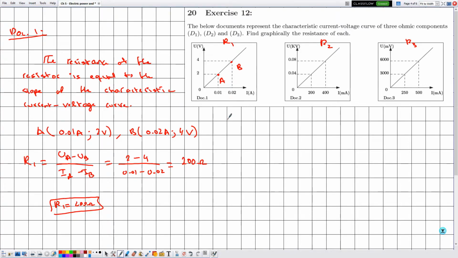Now as for document 2, we always start by writing the definition, which is given by the resistance of the resistor is equal to the slope of the characteristic current voltage curve.